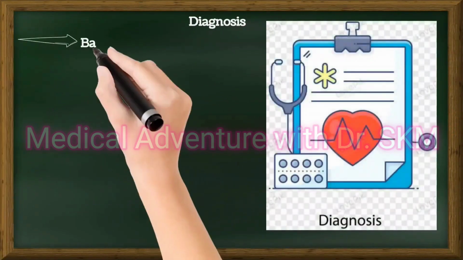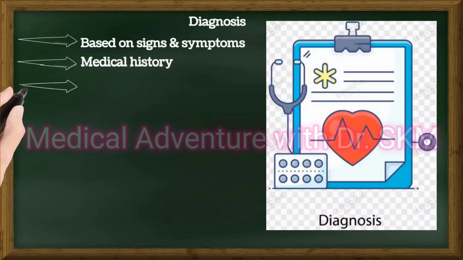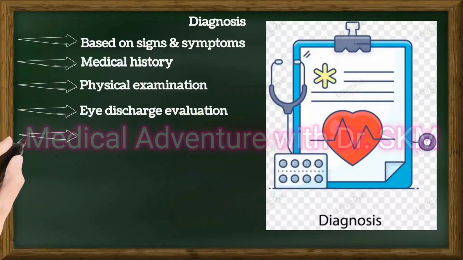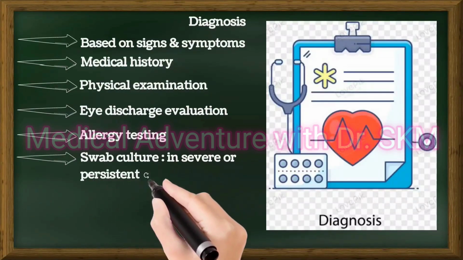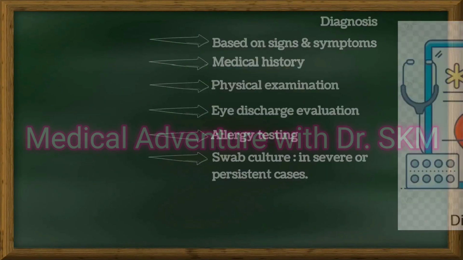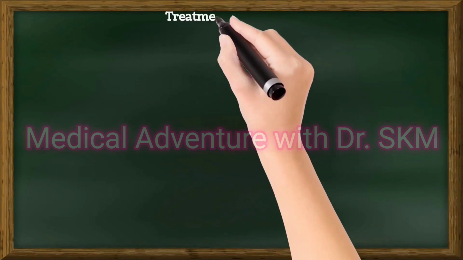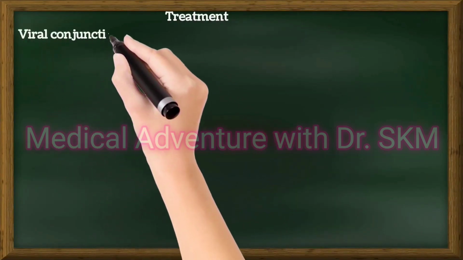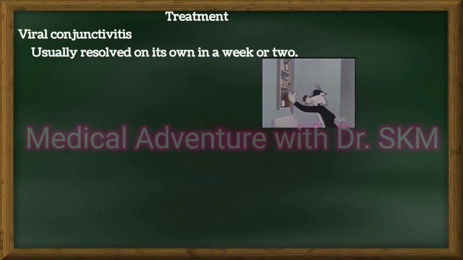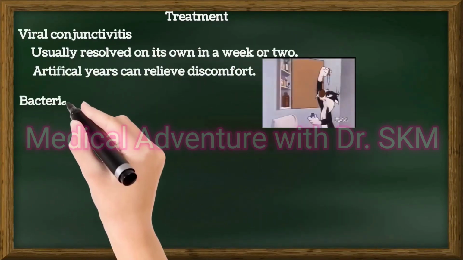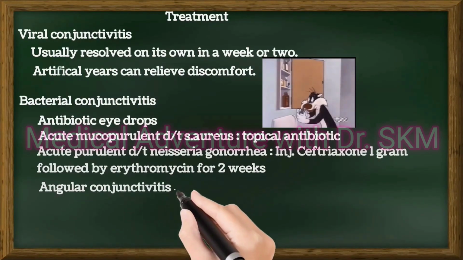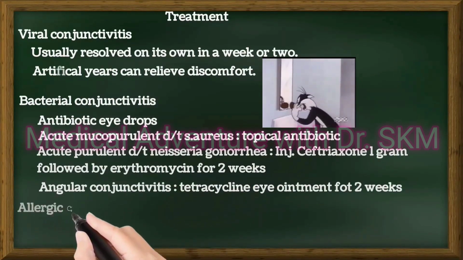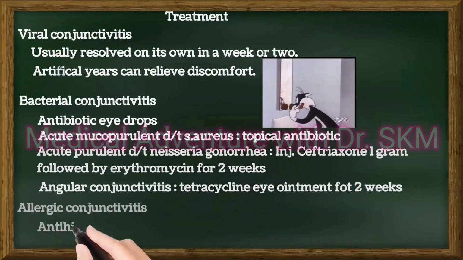Diagnosis is based on signs and symptoms, medical history, examination, eye discharge, and in some cases, allergy testing. In severe cases, swab culture is also performed. Treatment. Viral conjunctivitis typically resolves on its own within 1 to 2 weeks. Artificial tears can be used for comfort. In bacterial conjunctivitis, topical antibiotics like moxifloxacin or ciprofloxacin may be prescribed, while for allergic conjunctivitis, antihistamines can be used.